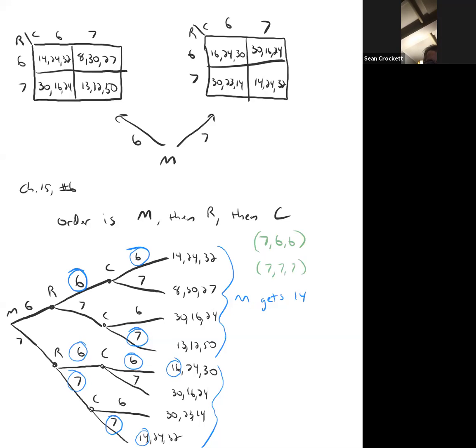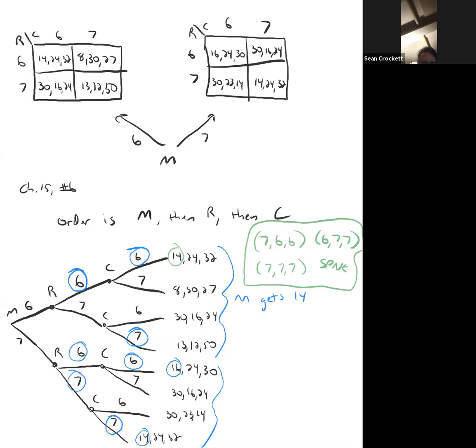Because picking 7 is still a best response if the other players are picking 7 and 7, because her payoff there is the same as the payoff she'd get by playing 6. So she's indifferent. The 14 at the bottom, 14 at the top, it doesn't matter. And then also picking 6 when the other 2 players are picking 7 is also a subgame perfect Nash equilibrium.